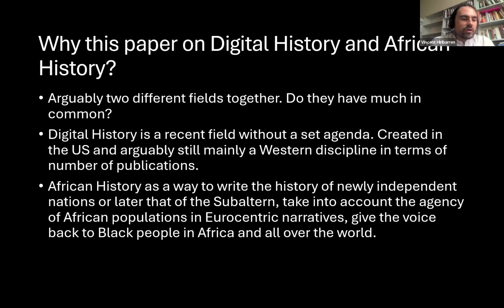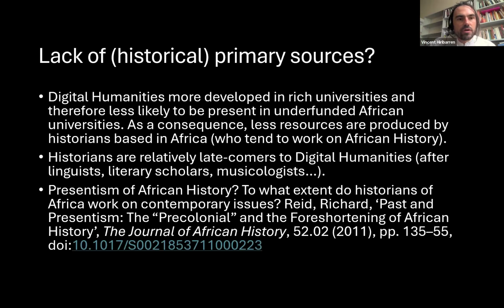African history was also, depending on the way you look at it, a way to write the history of newly independent nations. It existed before, but it was created much more in the 1950s and 60s to prepare the history of independent nations, the subaltern, and the agency of African populations. So you can see the idea was to get rid of Eurocentric narratives. And I think that these two fields have something in common. I'll get back to it in a second, even if at the start they don't have that much in common.